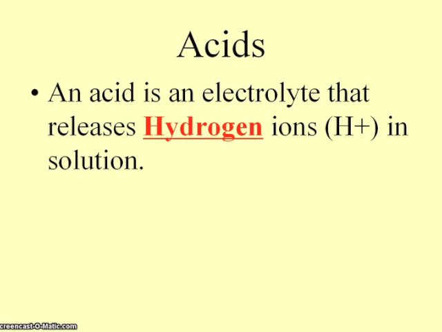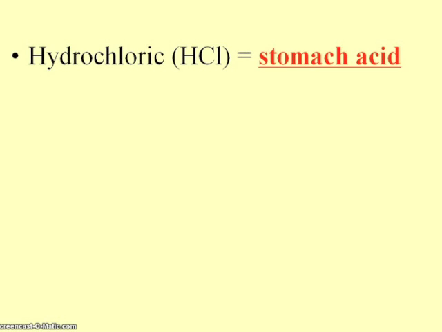Now, what do we know about acids? An acid is an electrolyte that releases hydrogen ions, H+ ions, into a solution. Some common acids that we have. Well, we all have acids right now. It's in our stomach. It's called hydrochloric acid, and this is your stomach acid.